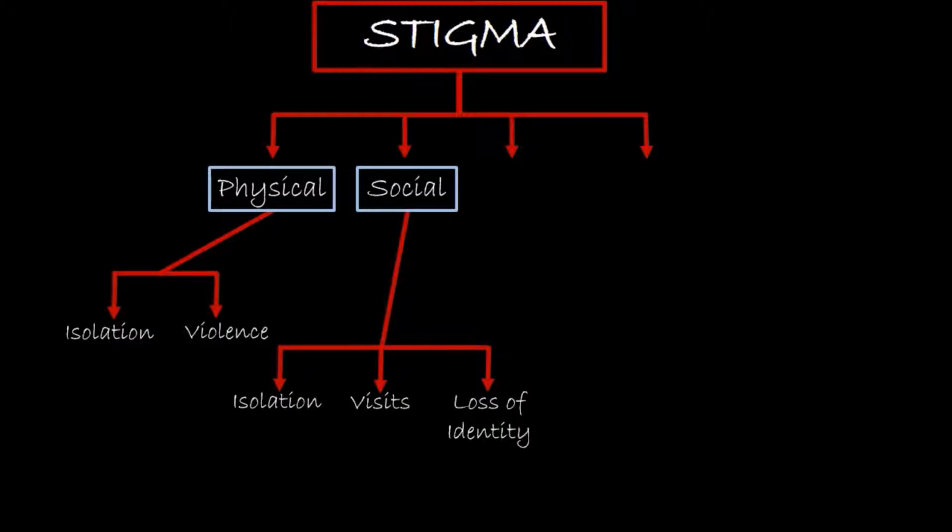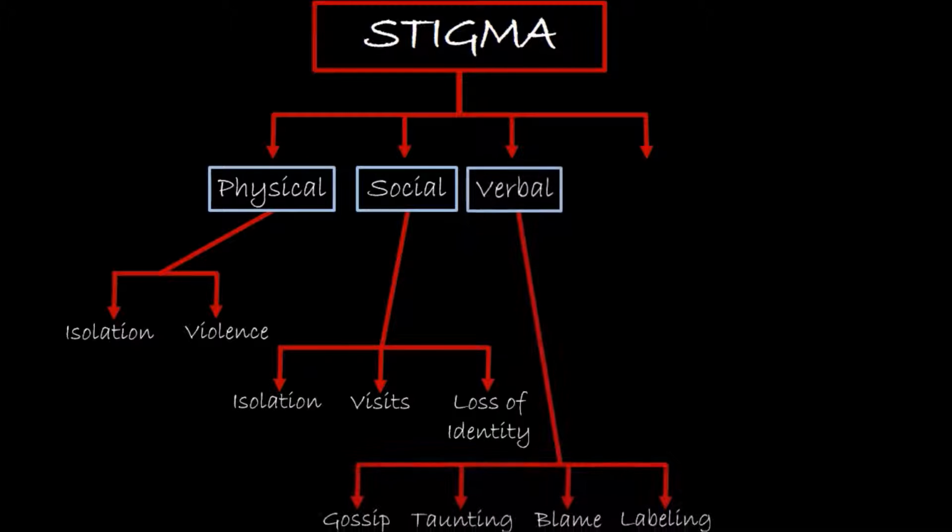In terms of that last one, there's a sense of a loss of identity of that person, because community members believe that maybe that person is no longer a productive member of society due to their infection, or that the individual has no future. Verbal stigma interplays with social stigma, but it's verbally saying things to the person or about the person to stigmatize them.